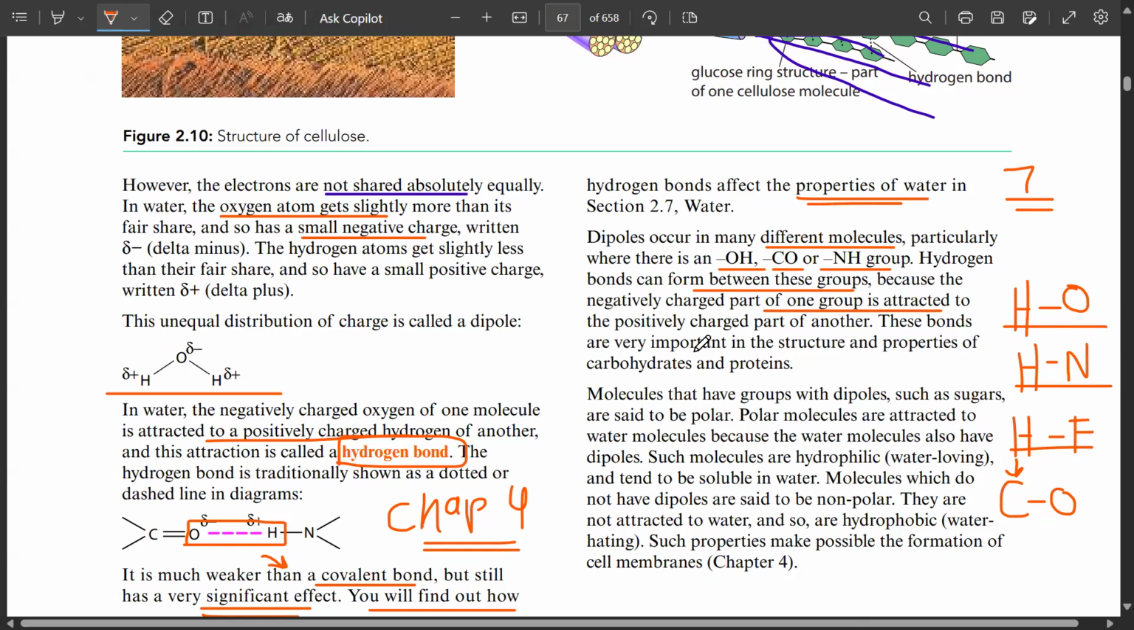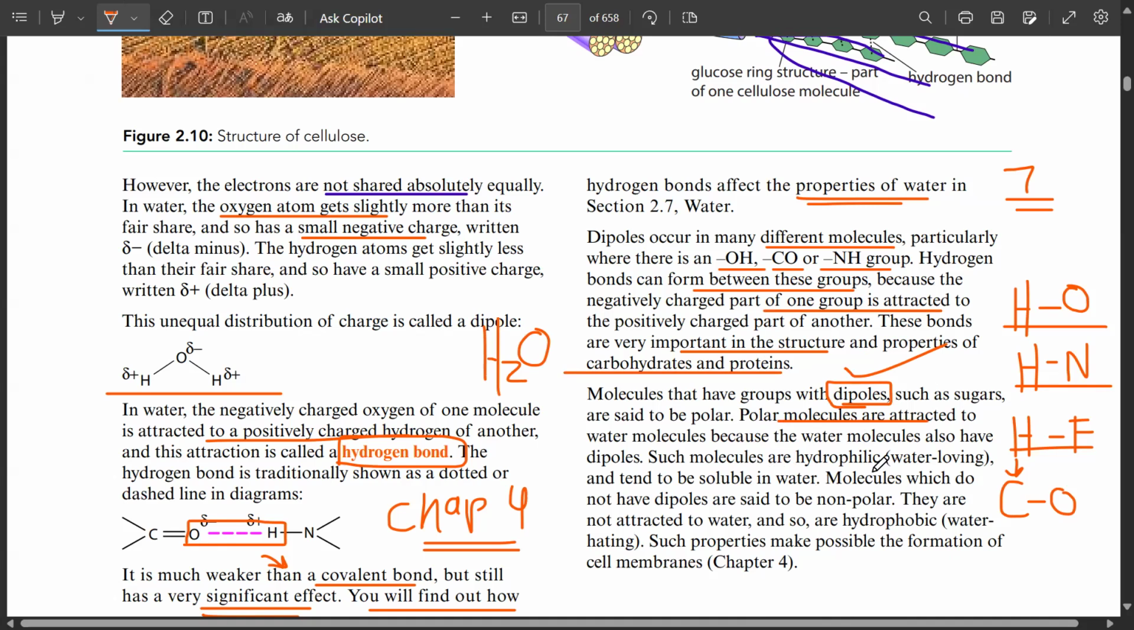These bonds are very important in the structure and properties of carbohydrates and proteins. Molecules that have groups with dipoles, such as sugars. Sugars are all dipoles as well. For example, we discussed water is a dipole. Sugars are also dipoles. And polar molecules are always attracted to water molecules because the water molecules all have dipoles. Sugars, including your monosaccharides and disaccharides, both of them are polar. Polysaccharides are not.